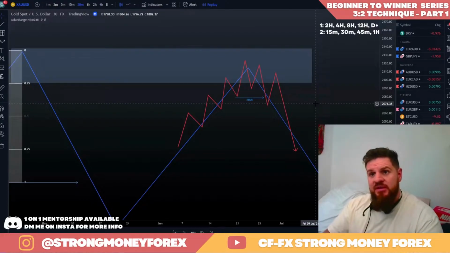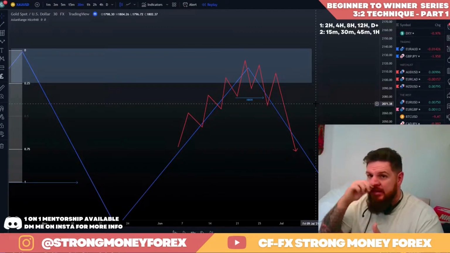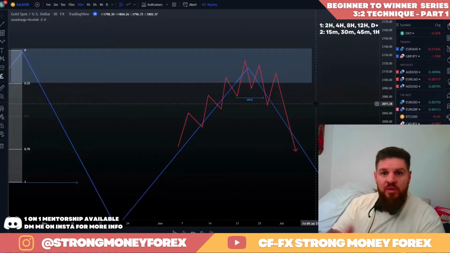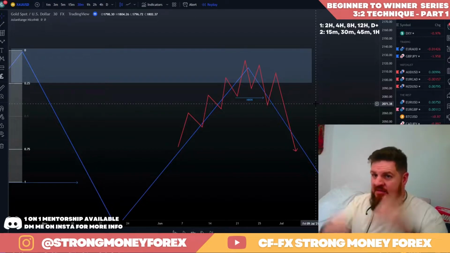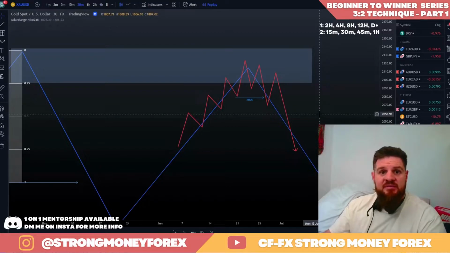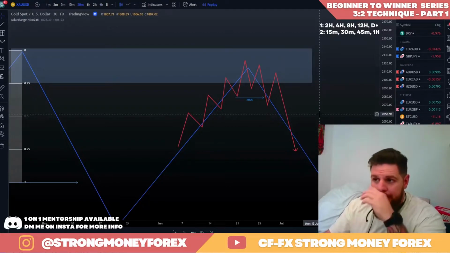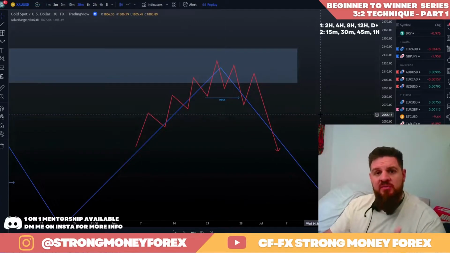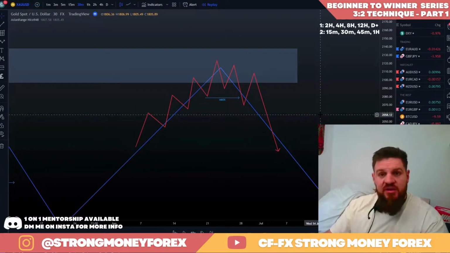The first time frame is above the hourly, so 1 hour, 2 hour, 4 hour, daily. The higher time frames work better for this, I find. The second time frame we use is the 15, the 30 minute, or the 1 hour. And then the last time frame that we're going to use is going to be the 5 minute time frame or below.